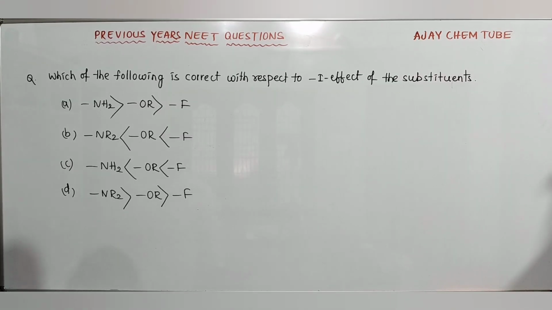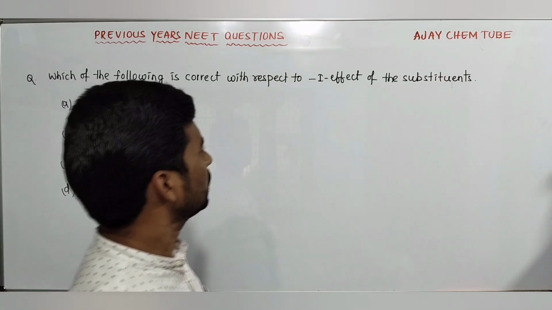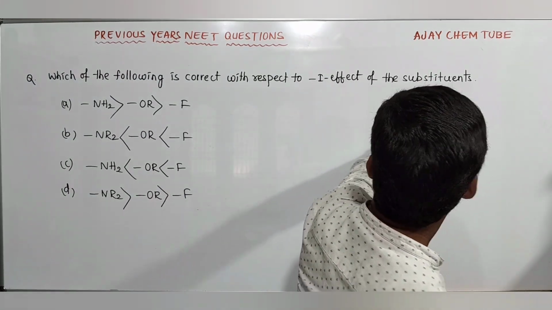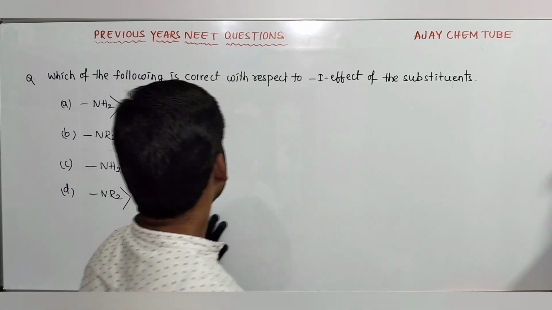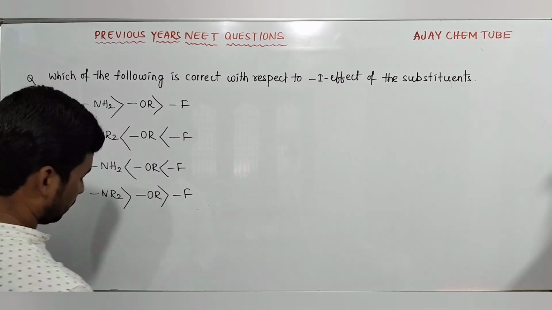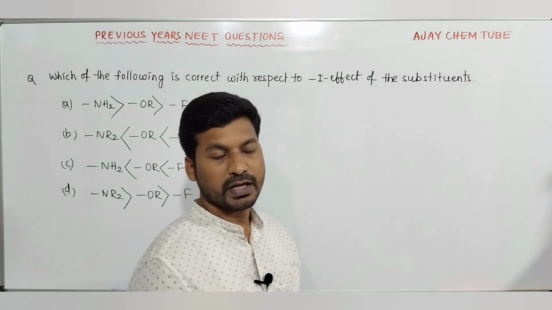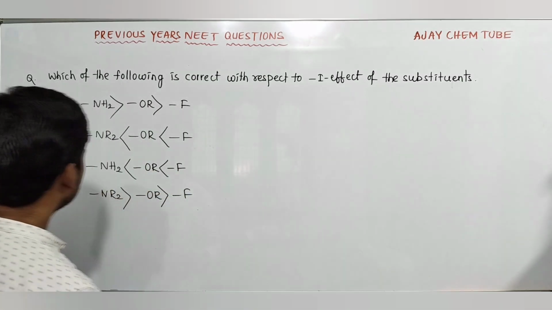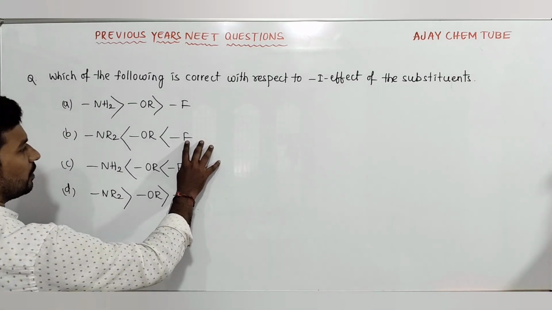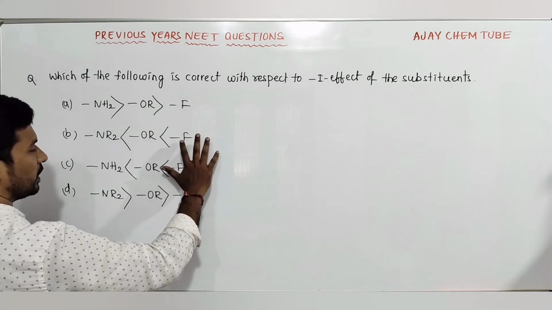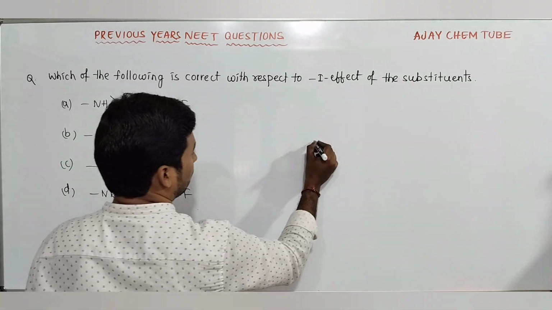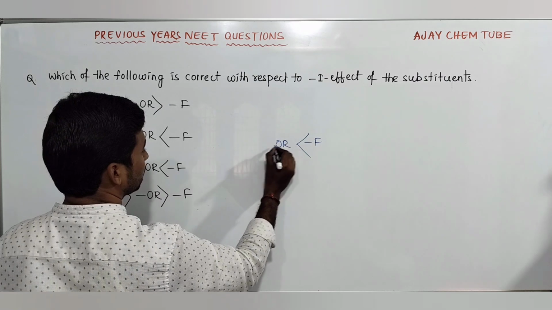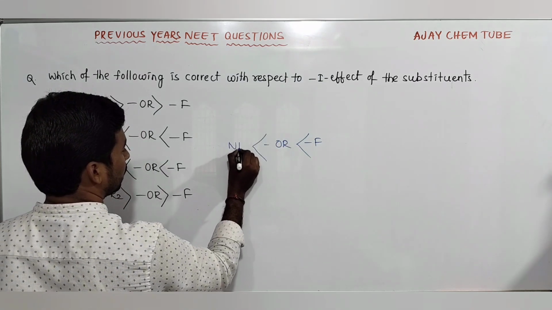Right, see this question. Which of the following is correct with respect to minus I effect? The order of minus I groups and plus I groups I have given in my videos. Based on that, halogen is highest, fluorine is highest. The minus I effect for fluorine is greater when compared to OR. Of course, this is also greater when compared to NH2.